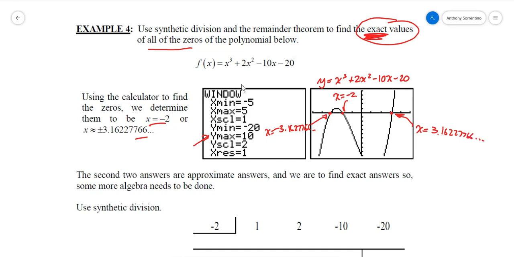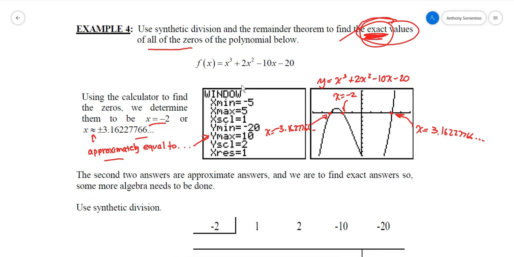The problem is, if these are irrational and I have these decimals, this is not the exact solution. That's what this wavy equals sign means. It means approximately equal to. I don't want approximately equal to. I want exactly equal to. So I've got to try to figure out what this number is written in exact form.